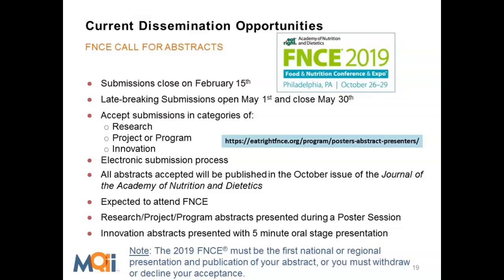I'm not going to read all of the specifics, for sake of time. You will be getting copies of the PowerPoint, but there are specific guidelines for FENCI. You are expected to attend FENCI if your abstract is selected. And I put on the bottom of the slide, just be careful to note that FENCI has very specific guidelines that this has to be the first national or regional presentation of your piece of work. So if you've presented the same project elsewhere, you should not be submitting to FENCI. They want it to be the first-time original work that you're submitting. So those are the FENCI guidelines. There's the link in the blue box of how to submit for FENCI of this year.